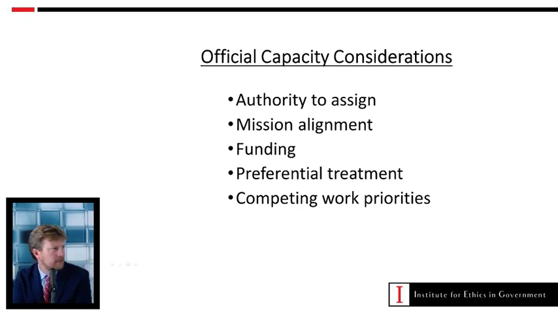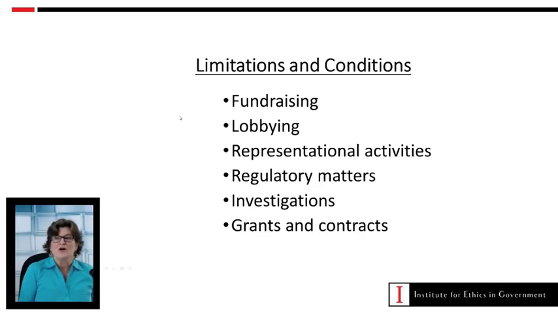Right, so it sounds like, in sum, the presence of this exception doesn't relieve an agency of the need to do their general managerial due diligence. Right. If they're going to make this assignment, they have to consider all of the factors they would normally consider in making a work assignment, including the fiscal ones, competing work priorities, mission alignment, and whether we have the authority to do this, with a special emphasis on this idea of preferential treatment. Yes, absolutely. And then the next set of considerations are also listed in the preamble.